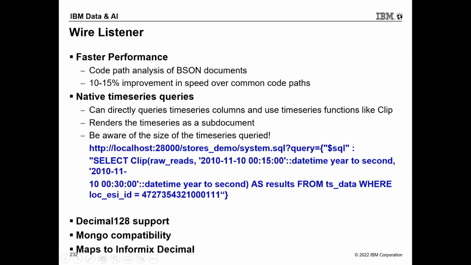Wire listener: code path analysis of BSON documents gave a 10 to 15% performance and speed improvement over common code paths. You can use native time series queries like shown below, directly query time series columns and use time series functions like clip. It renders the time series as a subdocument. Beware of the size of the time series queried.